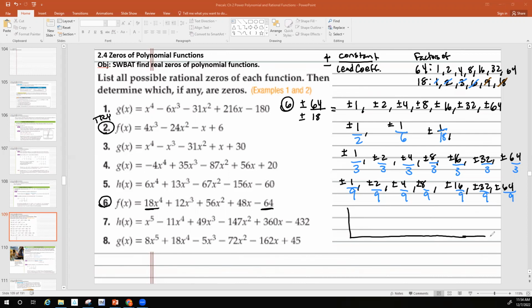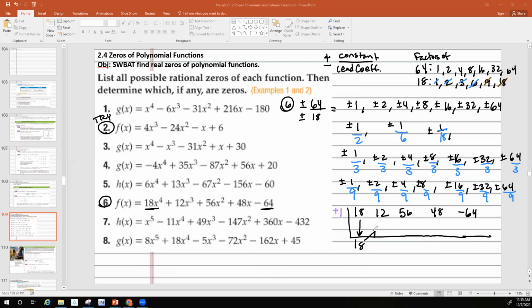All right. So we're going to try our first one, which is, let's try positive 1. And I'm going to put all my coefficients. So we have 18, 12, 56, 48, and negative 64. Remember, those are the coefficients in our polynomial, right here, and our constant. All right. So I'm not going to color coordinate because it takes too long. So here, we're going to bring this down.